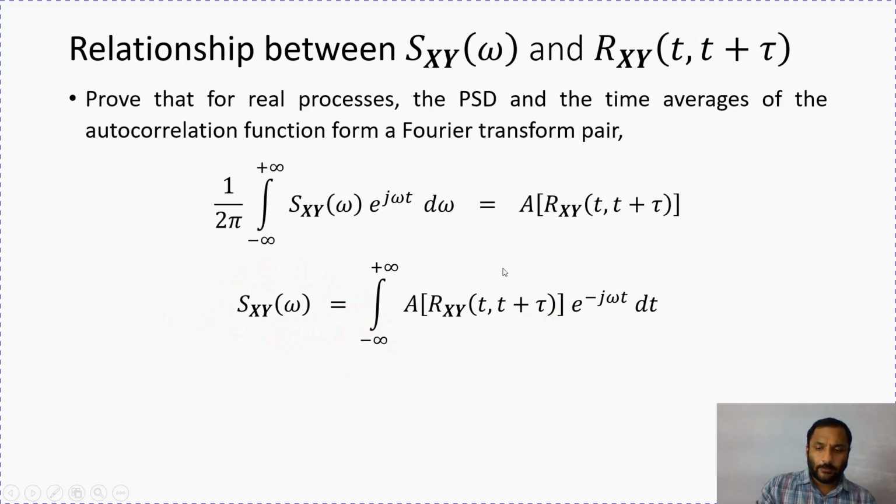So here, we take the inverse. This is the inverse of the cross PSD. We get the time averages of the cross correlation function. Similarly, this is the forward transform. That is, the Fourier transform is equal to the integral from minus infinity to infinity of the time averages function times the kernel of the forward Fourier transform, which is e power minus j omega t dt.